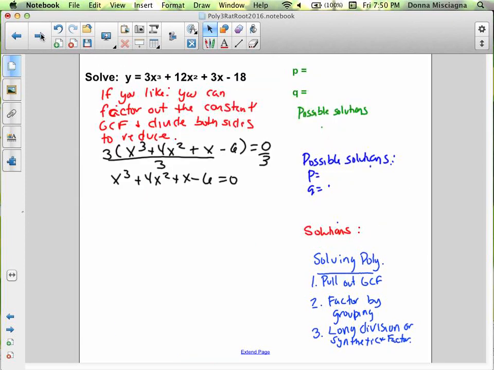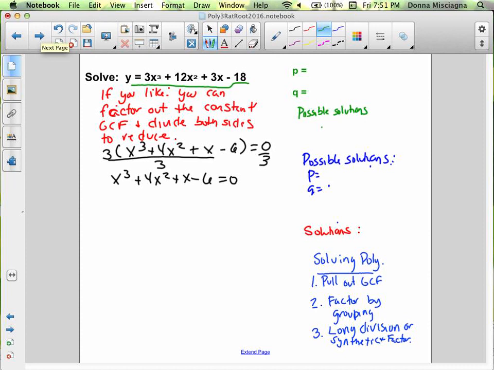We're on a roll. All right, so here we have 3x cubed plus 12x squared plus 3x minus 18. Now you can solve it as is. However, if you like, you can factor out the constant, greatest common factor, and divide both sides to reduce. What would be the benefit? Well, let's take a look. I'm going to write, and you're going to write, the possible solutions for both equations. First, we're going to do the one that is not, that GCF was not factored out.